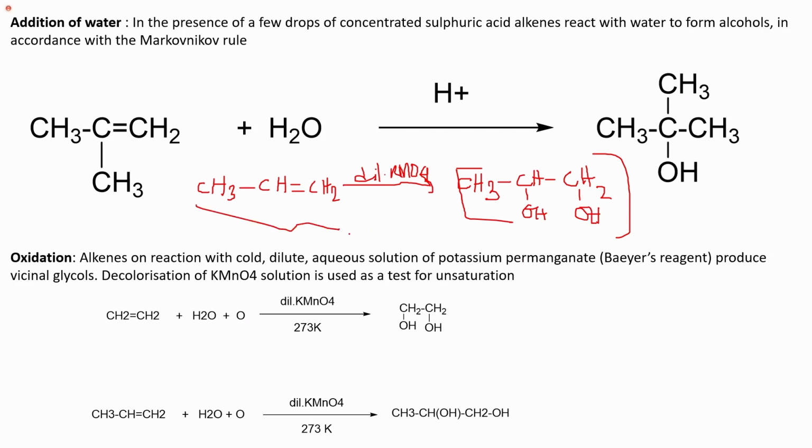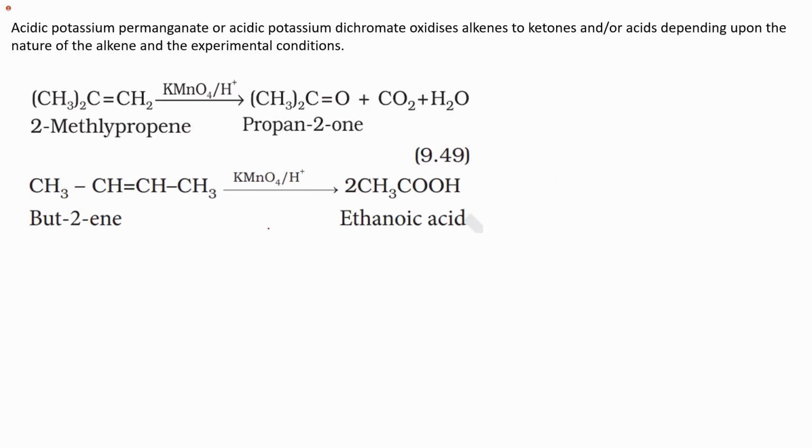Now the next part is that acidic potassium permanganate or acidic potassium dichromate oxidizes alkenes to ketones or acids, depending upon the nature of the alkenes or experimental condition. So if you start from this condition, let's say you have CH3 double bond CH2, and here another CH3. Now you have KMnO4 in acidic condition.